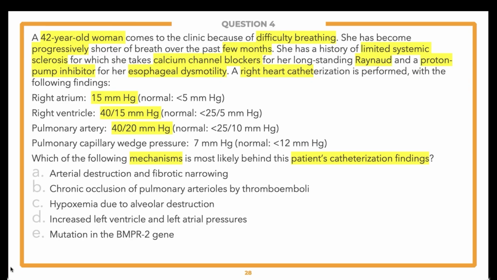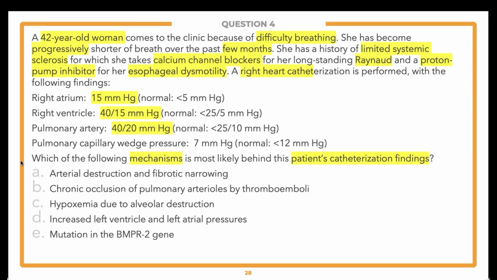Option choice E, mutation in the BMPR2 gene. Option choice D, increased left ventricular and left atrial pressures. Option choice C, hypoxemia due to alveolar destruction. Option choice B, chronic occlusions of pulmonary arterioles by thromboemboli. And option choice A, arterial destruction and fibrotic narrowing.